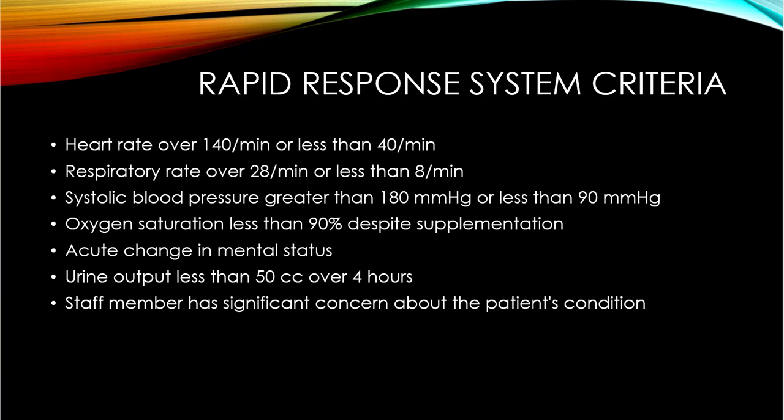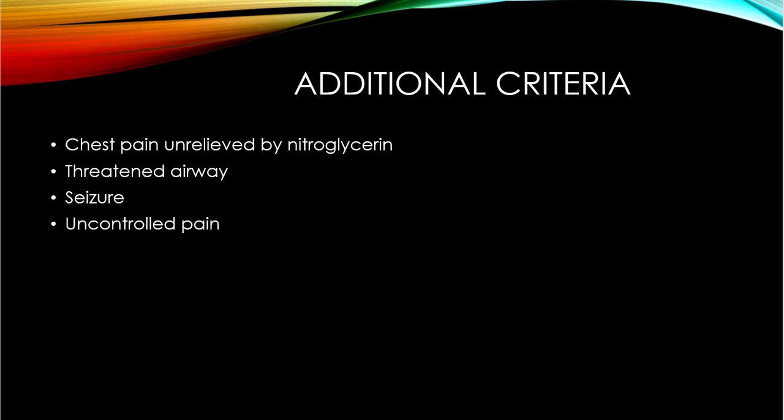urine output less than 50 ml over 4 hours, staff member has significant concern about patient condition. Additional criteria would be chest pain unrelieved by nitro, threatened airway, seizure, or any uncontrolled pain. So all of these criteria, you have to know that once you see them, you have to call the rapid response team.